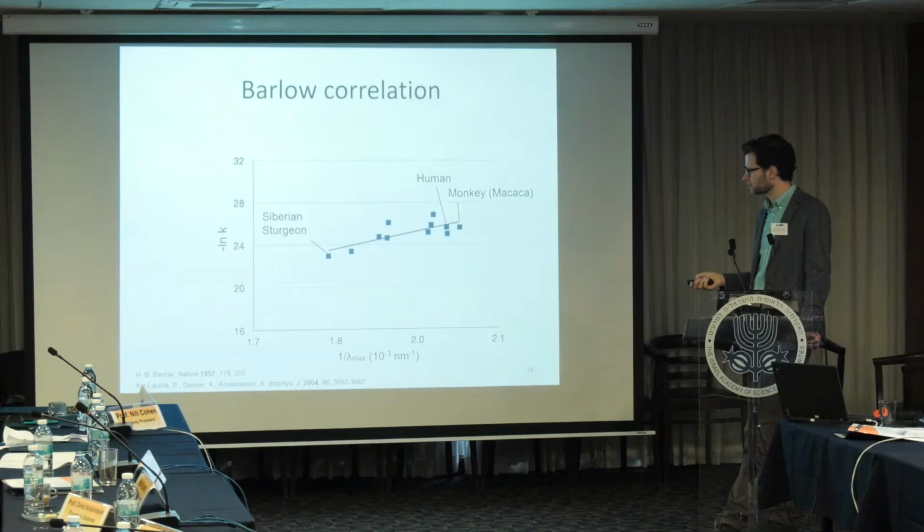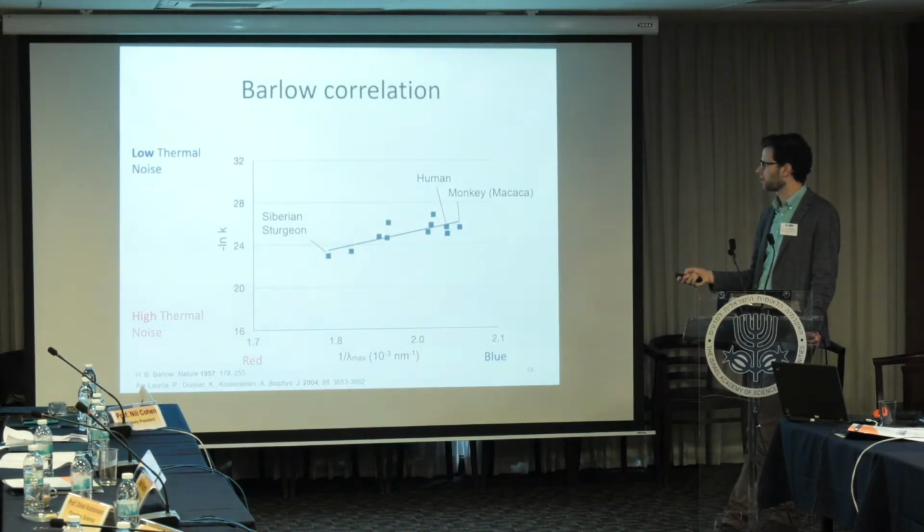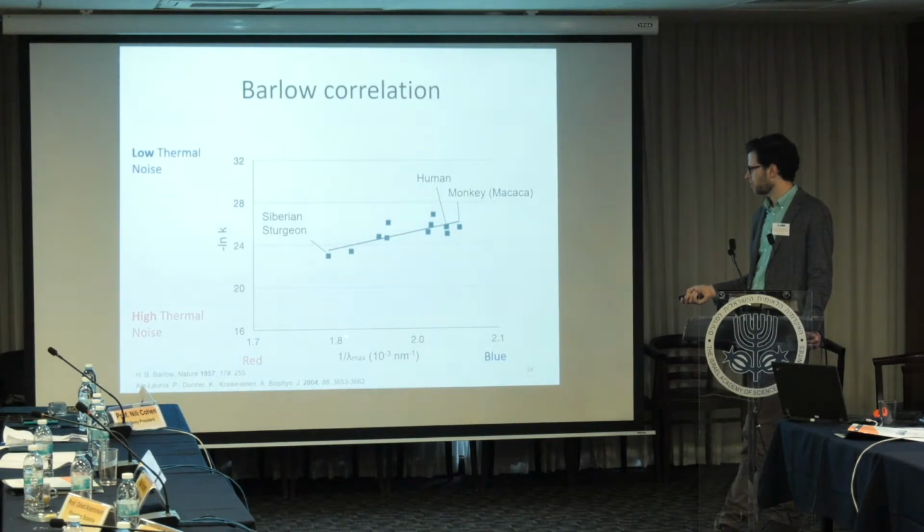In order to probe this, Sir Horace Barlow in Cambridge extracted rod cells from different organisms, and he observed a very interesting trend. He noticed that the bluer the absorption, so the absorption of the photon going to the blue side of the spectrum, there is a correlation with the blue shift and the low thermal noise. So the bluer the absorption of the pigment, the lower the thermal noise. And the opposite: the more it shifts to the red, the higher the thermal noise. This was known since 1957.